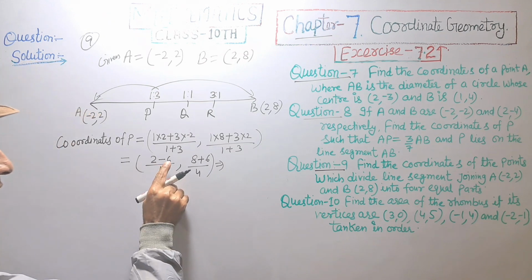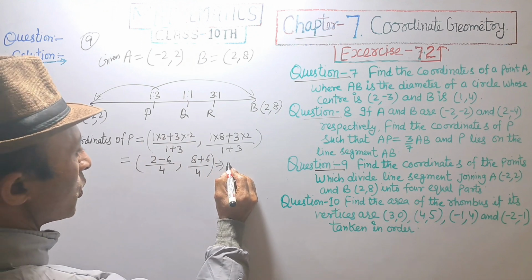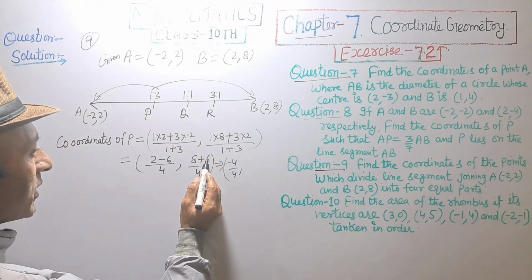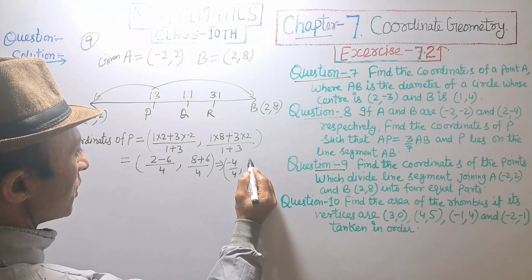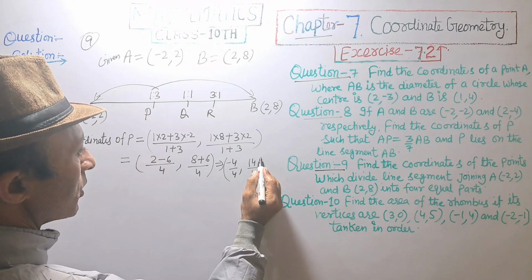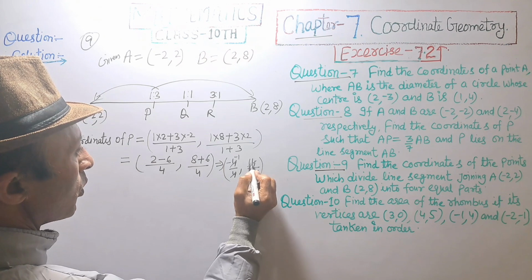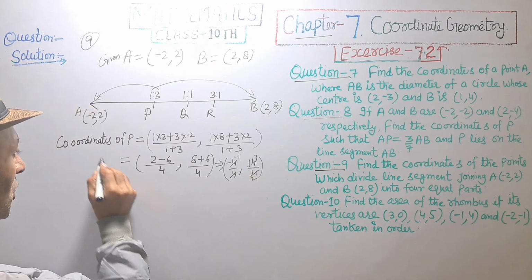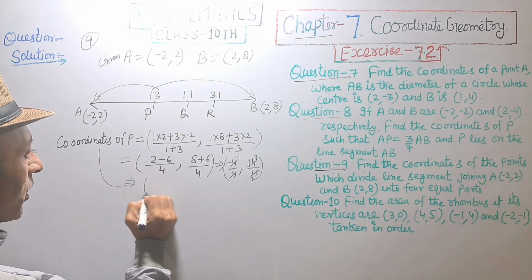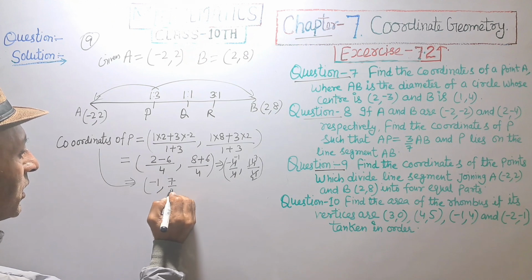This implies -4 upon 4 and 14 upon 4. Cancelling: -1, and 2 2s are 4, 2 7s are 14. So the coordinates of P are (-1, 7/2).